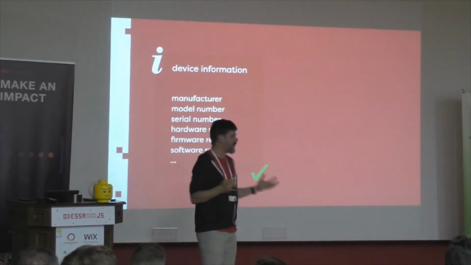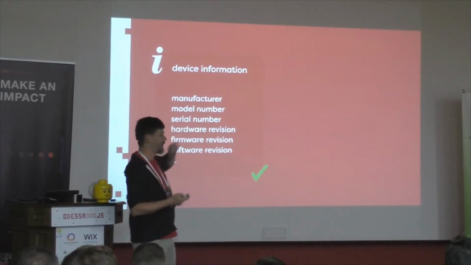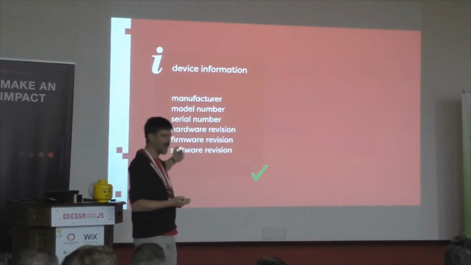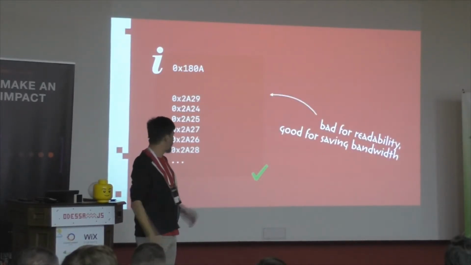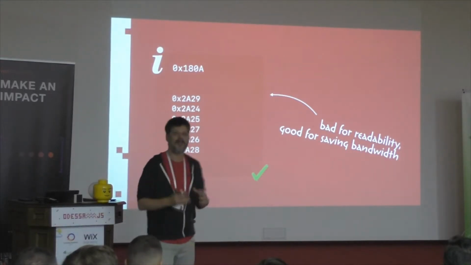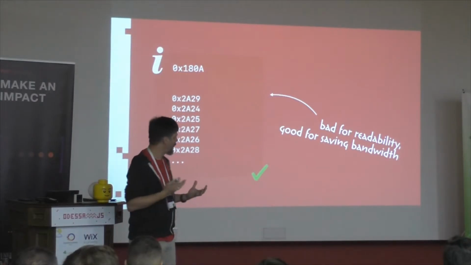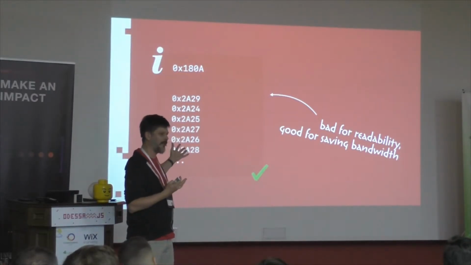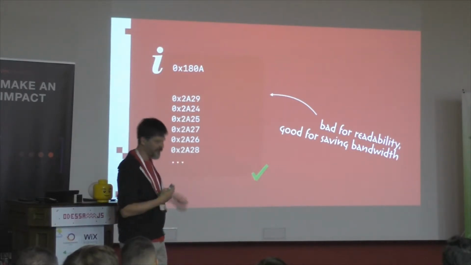Now, device information. This is very clear what this does. We have device information, we have manufacturer, we know what that means. This is what it really looks like. So this is bad for readability. This is very good for saving bandwidth. And Bluetooth has very small, limited bandwidth. So this is a very good thing. And you need to look in the standard to figure out what these numbers mean.